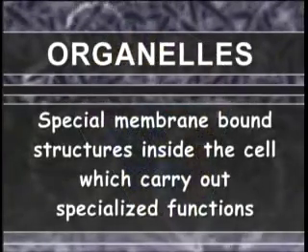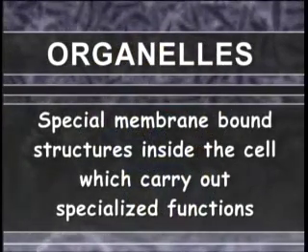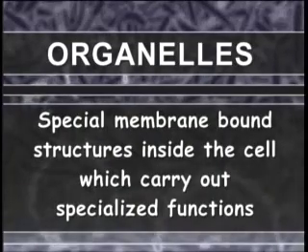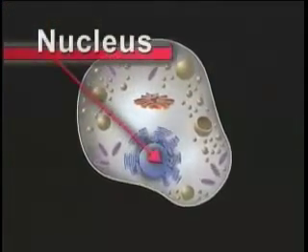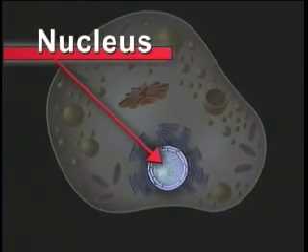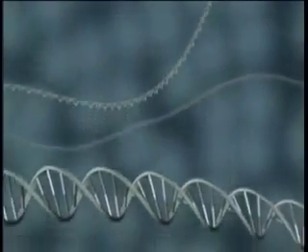Organelles are special membrane-bound structures inside the cell which carry out specialized functions. Just as we have organs within our body, the cell has organs within it. Because the cell is very small, these organs are called by cell biologists organelles. The animal cell has a very important organelle called the nucleus, which is where the DNA is housed.